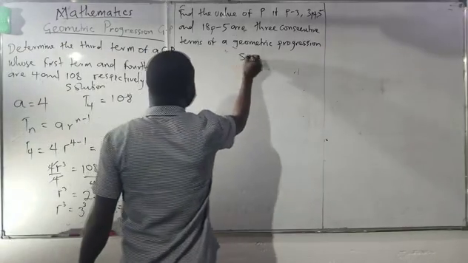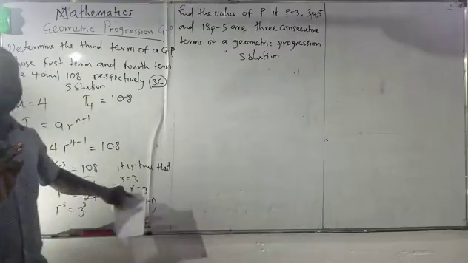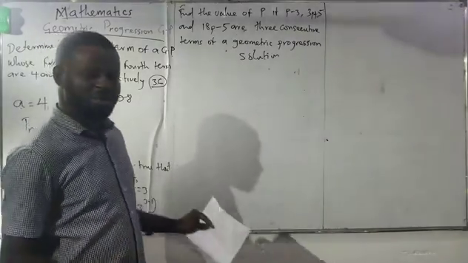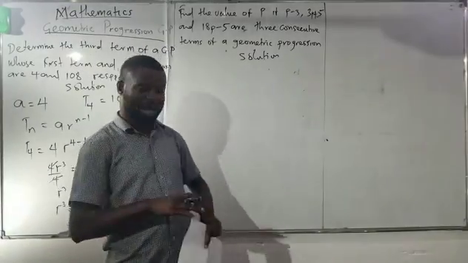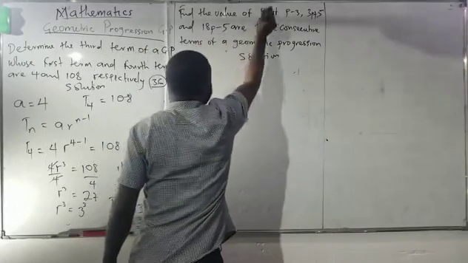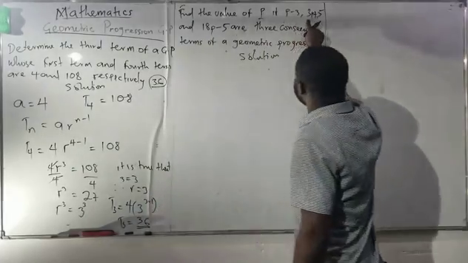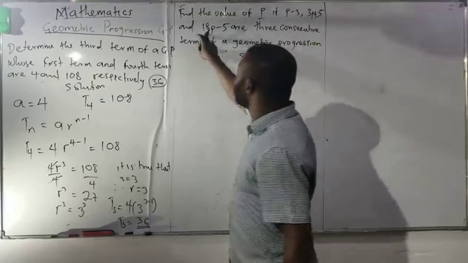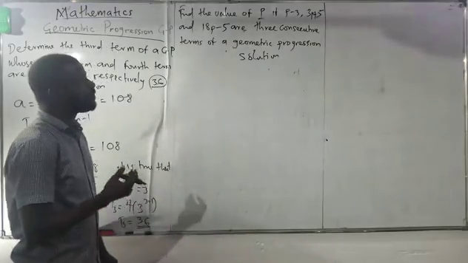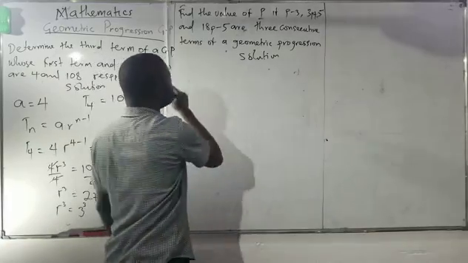The next question is a missing term, and I want to use the opportunity to explain that to you. I'm supposed to split the video, but geometric progression is a very simple part of mathematics. I don't need to stress myself on that. Now, find the value of p if p minus 3, 3p plus 5, and 18p minus 5 are three consecutive terms of a geometric progression. Now, solution.